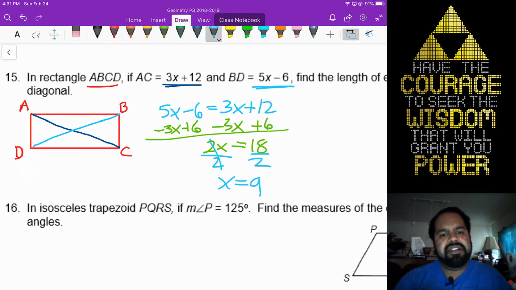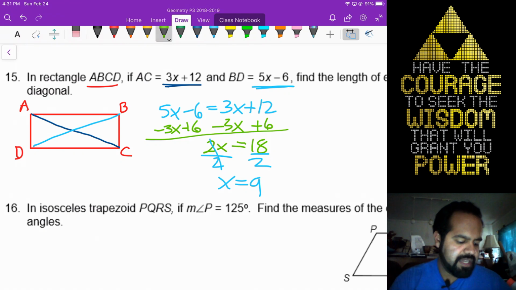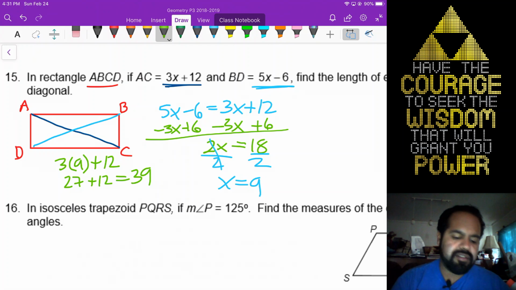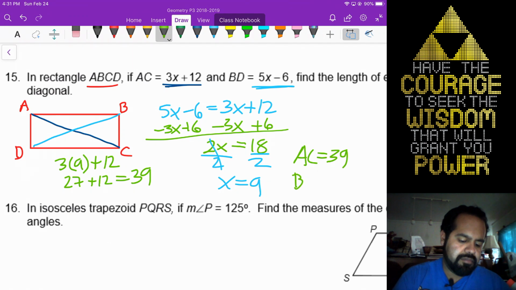We solved for x. Now let's plug it back in. Find the length of our diagonal. So doesn't matter which one. I'll plug it into the 3x. 3x plus, oh wow, 3x. We know what x is, guys. It's 9. Yay! Plus 12. 9, 18, 27 plus 12, 39. Find the length of each diagonal. They're both going to be the same, so we would say AC equals 39, BD equals 39 as well.